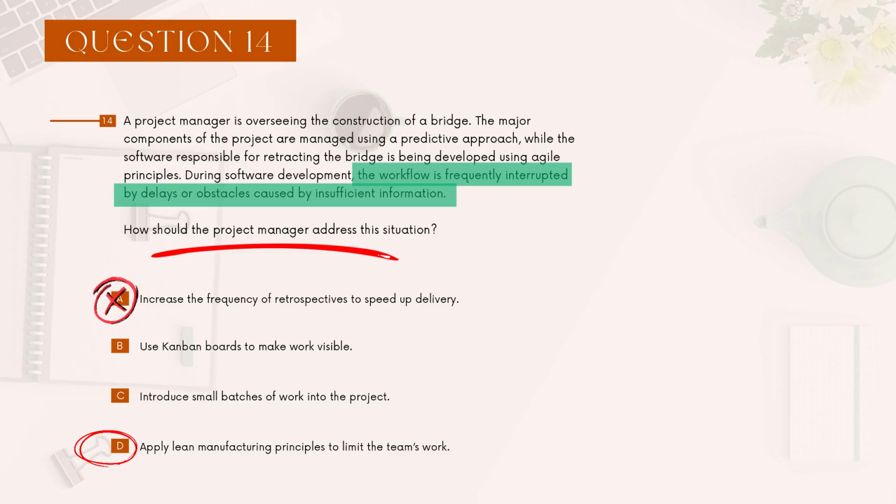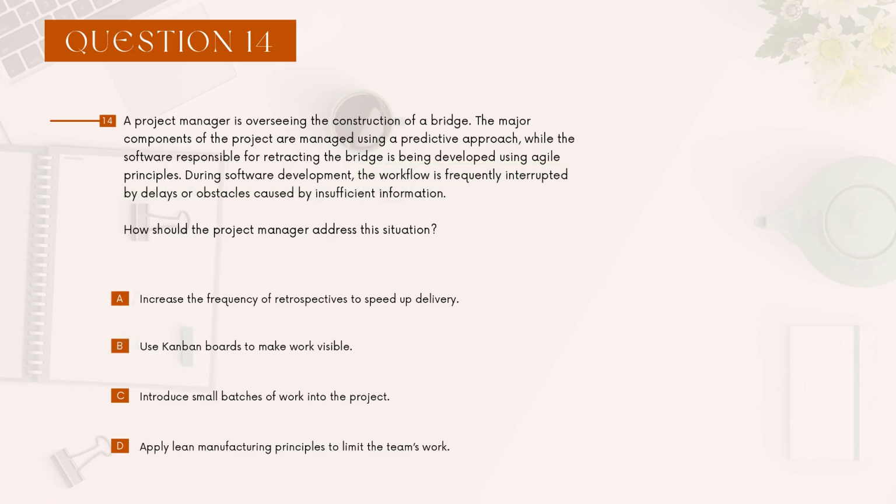You can limit the team's work, especially if they're doing other things that they're not supposed to, but the question doesn't indicate that. The question doesn't indicate that the team is doing things they're not supposed to. So I'm going to pick B. B is a very excellent tool to use for this situation. Remember, when people don't know what's going on, especially for an agile project or when there's insufficient information, Kanban is your way to go, okay?